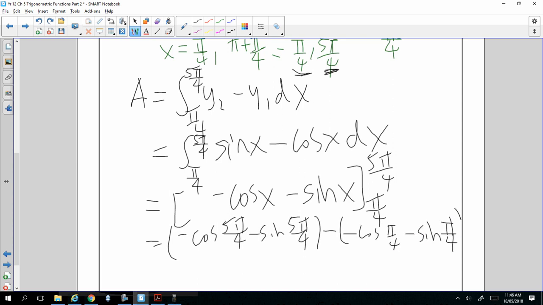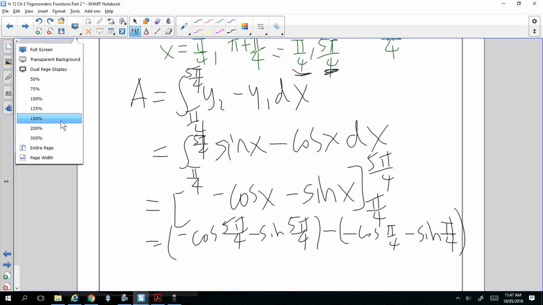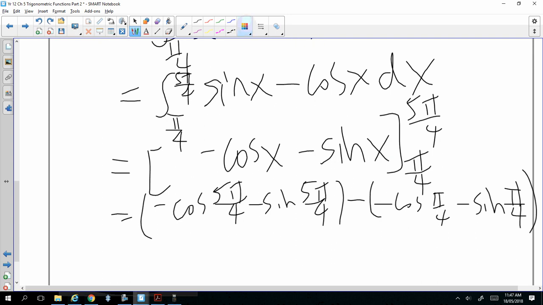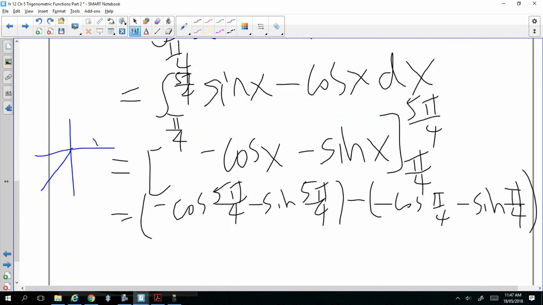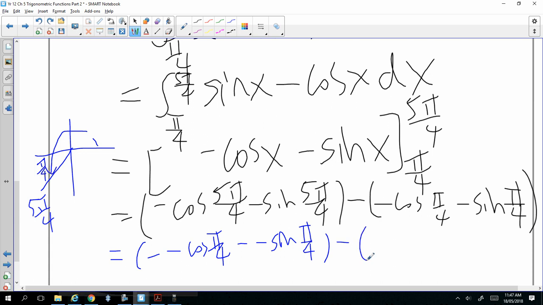And then when you do this, you just have to draw a quadrant. 5 pi on 4 is in the third quadrant, just like using this diagram over here with the related angle pi on 4. And in the third quadrant, both sine and cos are negative, so you get negative negative cos pi on 4 minus negative sine pi on 4 minus negative cos pi on 4. And if you remember your exact values, cos pi on 4 and sine pi on 4 are both 1 over root 2. So you get 1 on root 2 plus 1 on root 2 minus negative 1 on root 2 minus 1 on root 2.